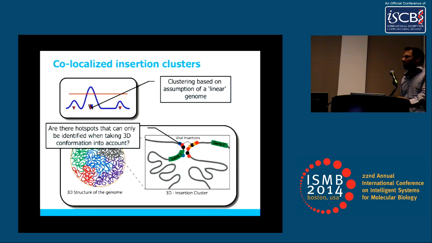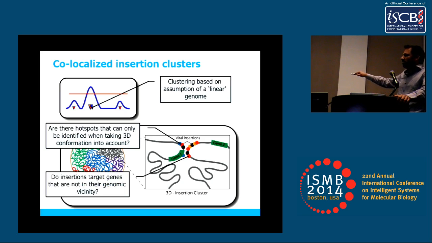One of the questions that we asked is, are there hotspots that can only be identified when taking this 3-dimensional conformation into account? You might imagine that there are 2 clusters of insertions that by themselves are not so significant, but in the 3-dimensional conformation they are in proximity to each other, which might give rise to a hotspot and maybe also a novel candidate target gene. We also asked whether insertions target genes that are not in their direct genomic vicinity. Through this 3D conformation, insertions might act on targets much further removed than you would expect by chance. One implication is that if you look at a linear genome, you associate the wrong target gene, or maybe no target gene at all.